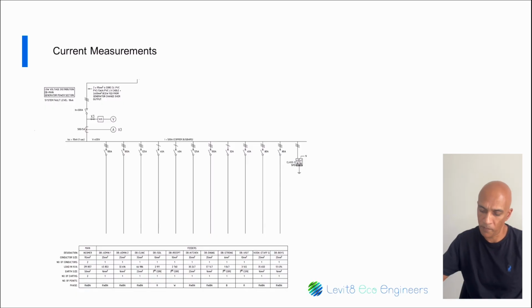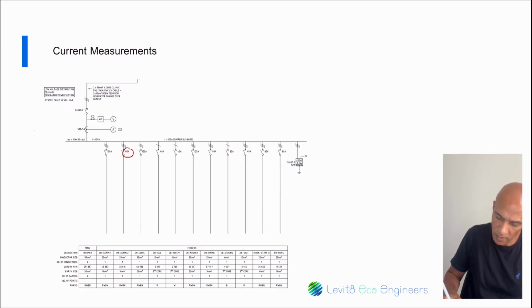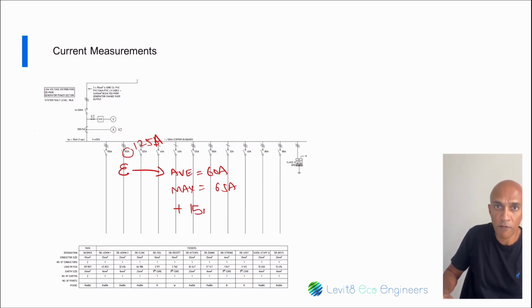drop on the feeder. So assuming we have here a 125 amp feeder, and we are measuring here, and we're getting an average of 60 amps, and we are getting a max of 65 amps. And we want to add another 15 amps to this feeder. And it looks like this feeder will be fine because we take our average to 75, our maximum to 80, and we should be fine.